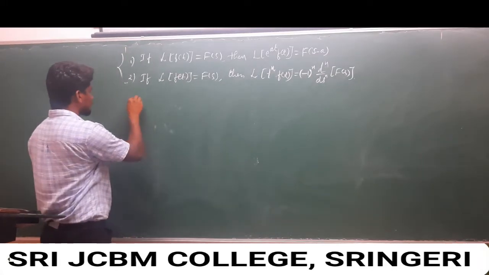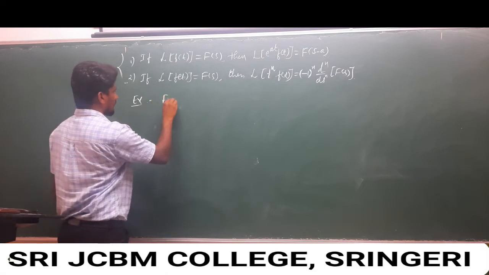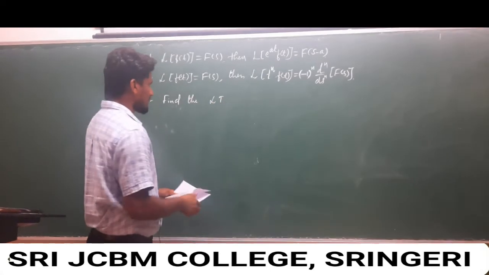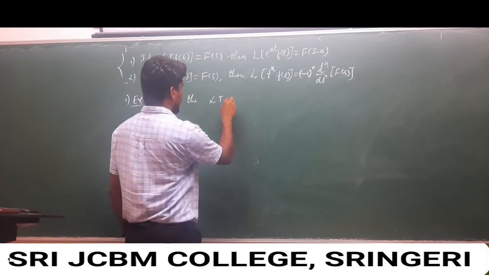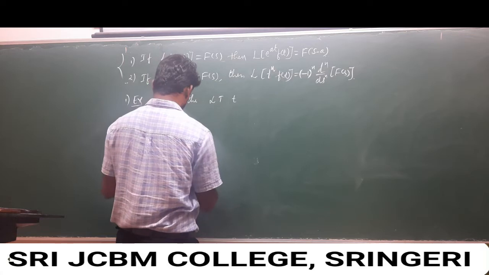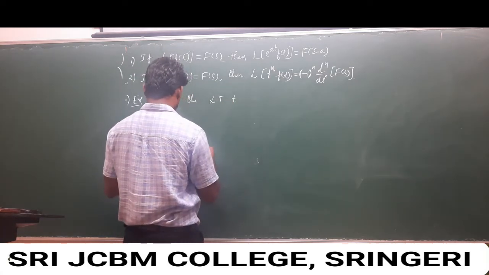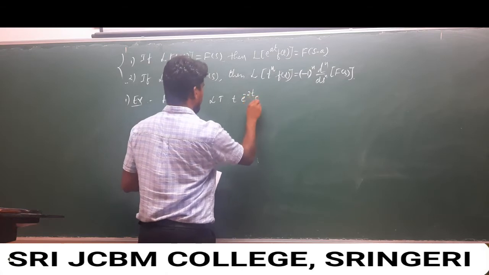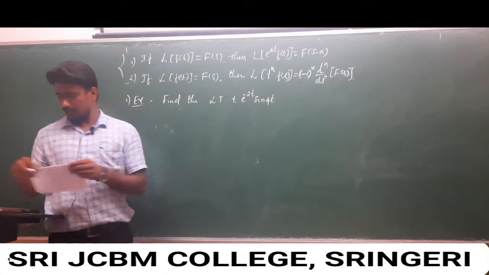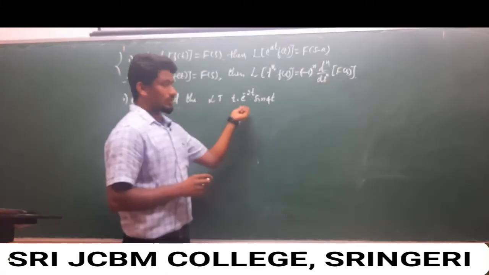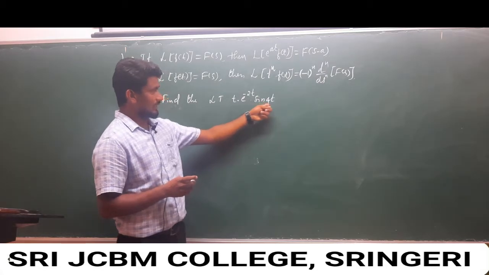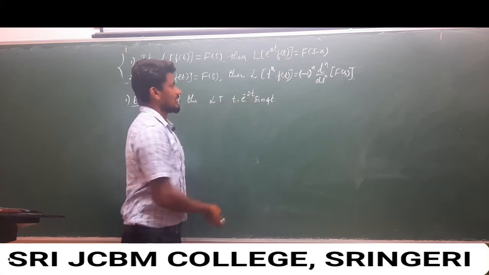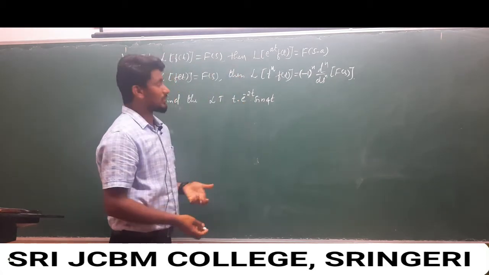First example: find the Laplace transform of t e to the power minus 2t sine of 4t. Look at this example. Here we have sine of 4t, e to the power minus 2t, and t. It means this example is a combination of these two properties.